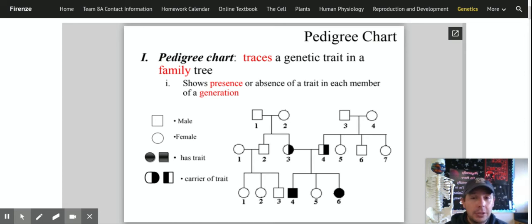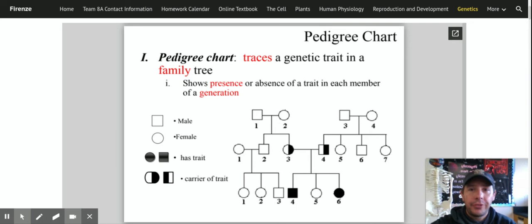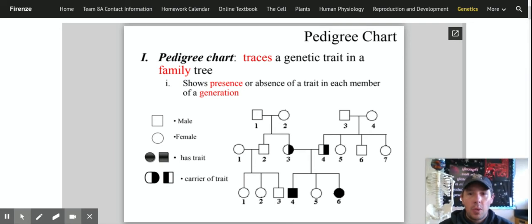The best way to learn this is to just practice using them. There's a couple basics you need to know. The first basic you need to know is what everything stands for. If it's a male, it's a square. Simple as that. Squares mean male. If it's a circle, it means female. Simple so far, okay? Squares, male, circles, female.